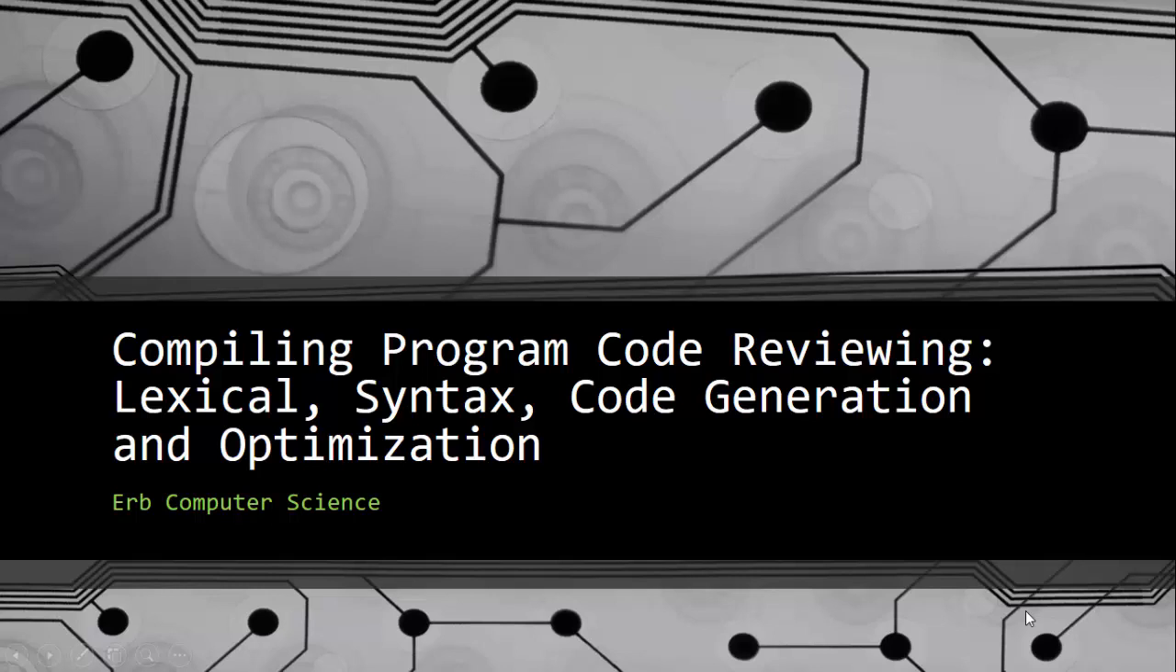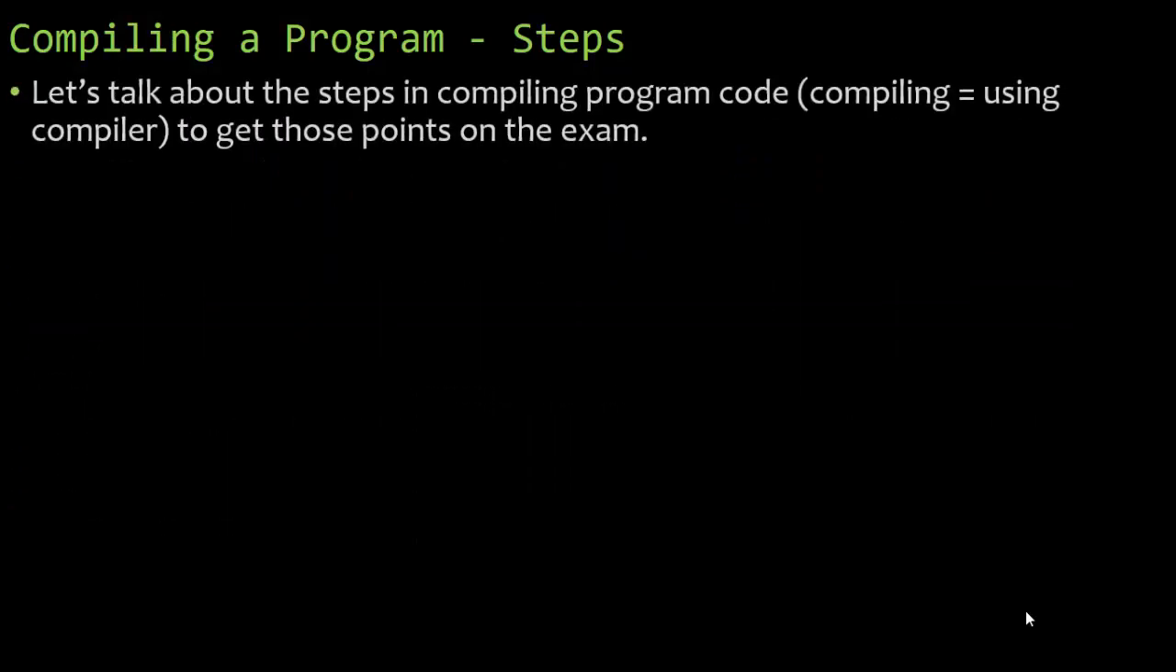In this video, we're going to be talking about how a computer compiles program code. We're going to be reviewing the lexical, syntax, code generation, and optimization stages of a compiler. So let's talk about the steps in compiling program code. Now, we have that keyword compiling, which means the computer is going to be using a compiler, and we're going to get those points on the exam.